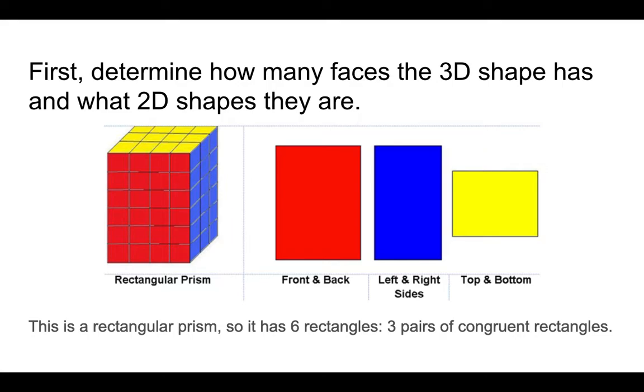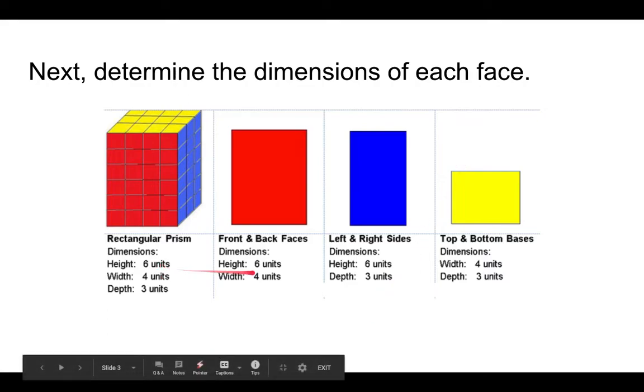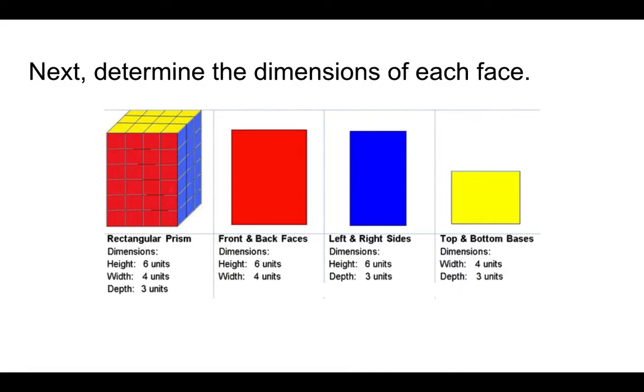So next, we have to determine the dimensions of each shape face, which are the shapes we just talked about. So the front in this case is 1, 2, 3, 4 by 1, 2, 3, 4, 5, 6. So the height is 6 and the width is 4. The sides are 1, 2, 3 across and 1, 2, 3, 4, 5, 6 high. And then the top is 1, 2, 3, 4 across and 1, 2, 3 back. The 4 by 3 right there.